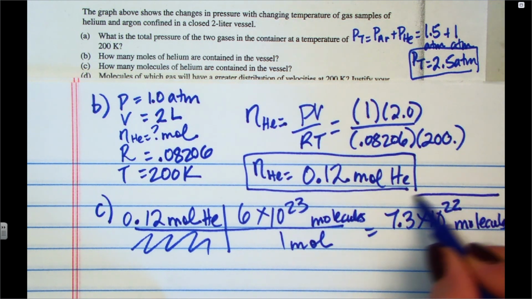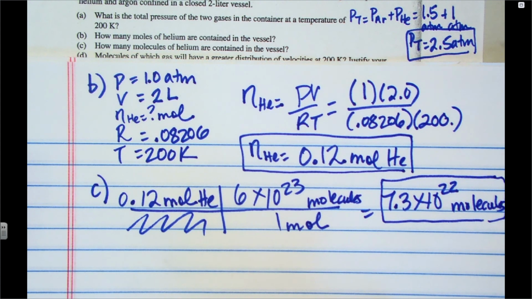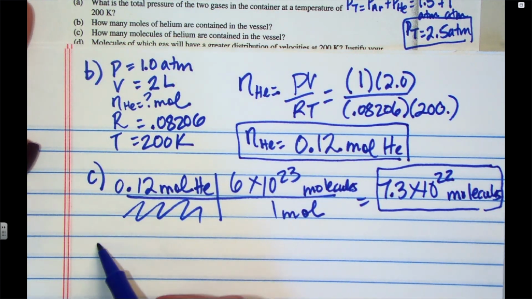Now, to be accurate, I would have chosen the word atoms because helium is not diatomic. It is just an atom of helium. But if you put atoms, I'm sure they would count that, because technically that is the better choice of your unit there.